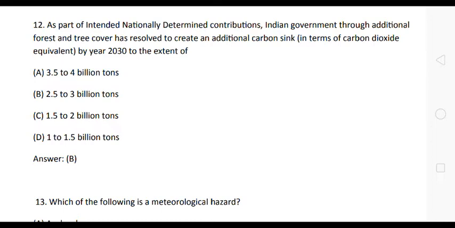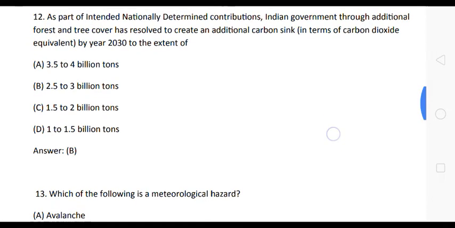Here the correct answer is option B, 2.5 to 3 billion tons. Option B is correct answer. Okay, friends. Now let us see the next question.